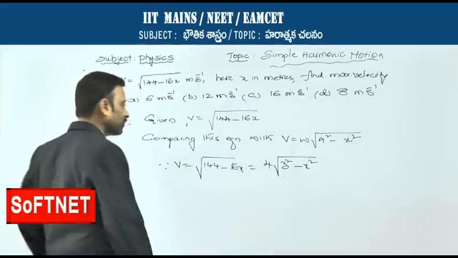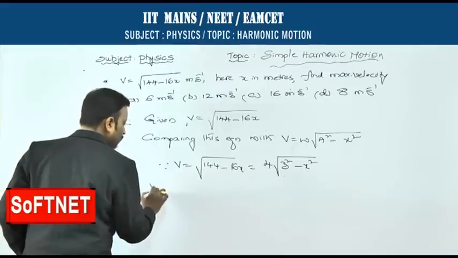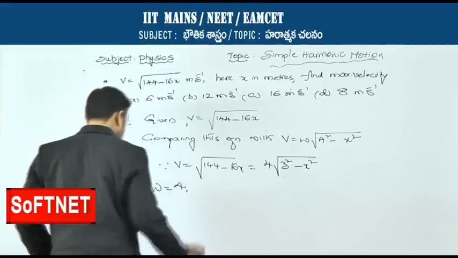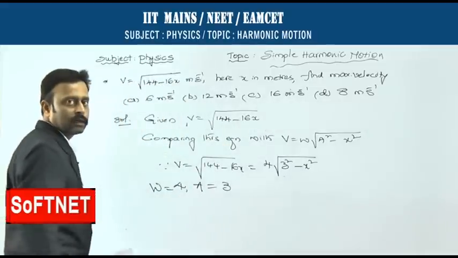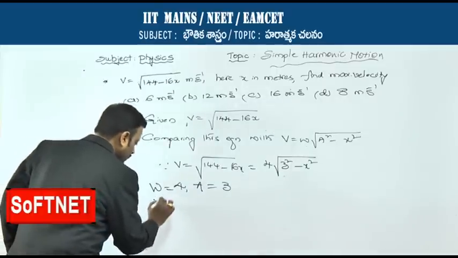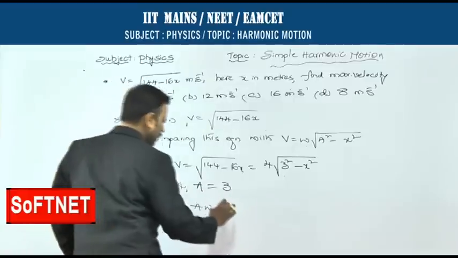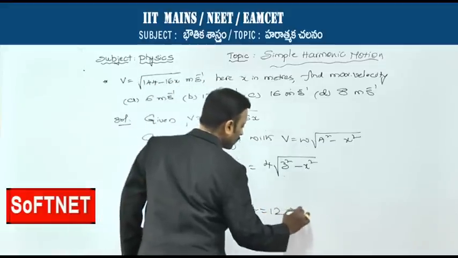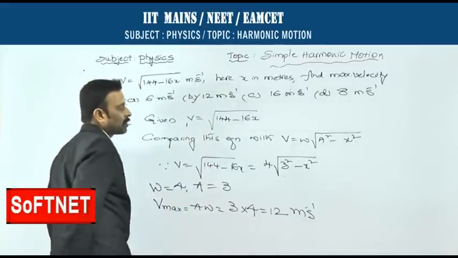When you compare these two equations, we get omega as 4 units and amplitude as 3 units. Now you are asked to calculate maximum velocity. What is the formula for maximum velocity? V maximum is equal to A omega. A is 3, omega is 4. So 12 meter per second. So the second option is the correct one.